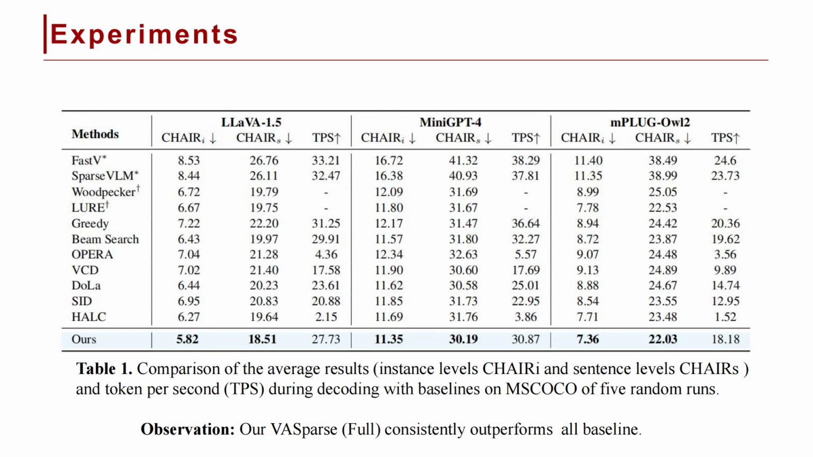Now, let's look at our results. On the CHAIR benchmark, VASparse achieves the lowest hallucination rates across LLaVA, MiniGPT-4, and mPLUG-Owl2. Crucially, we maintain competitive speed, up to 12.9 times faster than HALC. Even token sparsity methods like FastV lag behind in accuracy. This shows that our approach not only reduces hallucinations, but also maintains high efficiency.